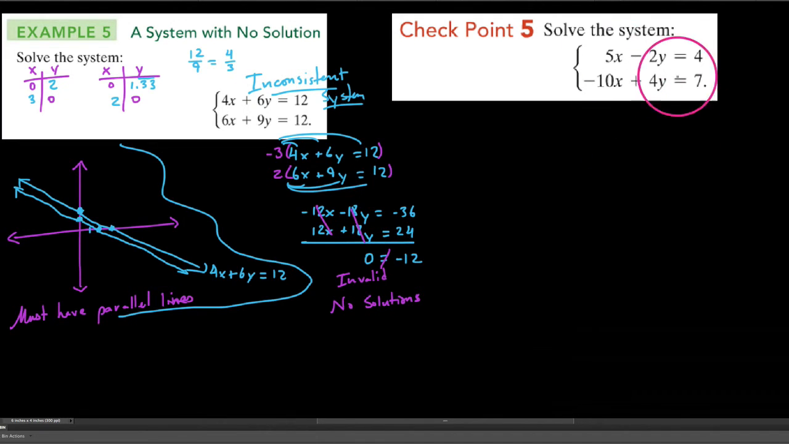So what I want you to try here is to go ahead and try to solve this system. I'd encourage you to graph it as well as solve it by addition, and then see that you get no solutions on this.